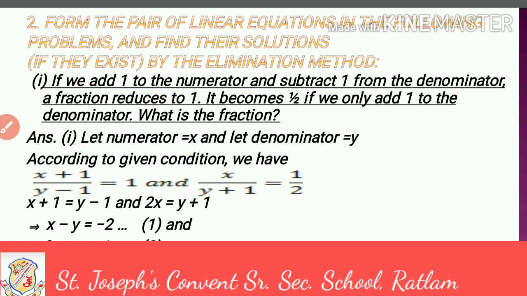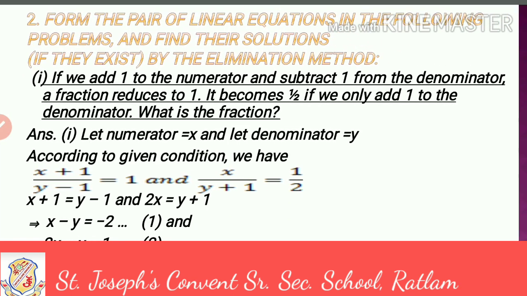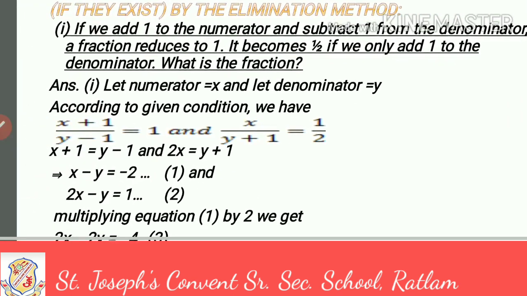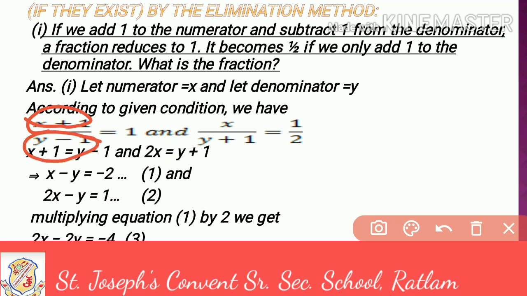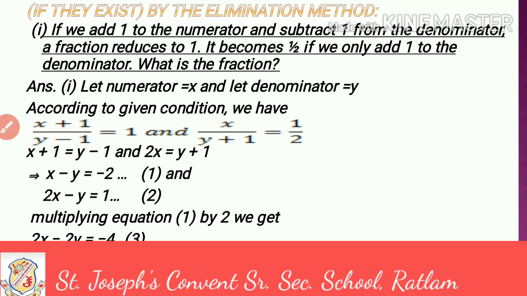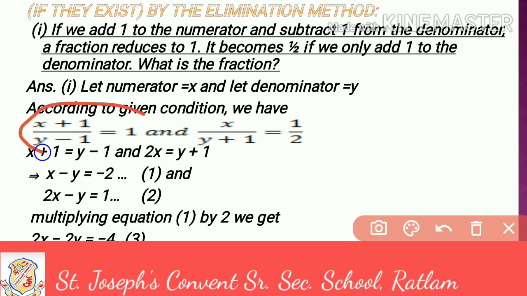Now the first condition. They said that if we add 1 to the numerator and subtract 1 from the denominator, what are you supposed to do? You have to first add 1 to the numerator and subtract 1 from the denominator. So what will be this value? x plus 1 upon y minus 1. If you do it, the equation reduces to 1. So this is our first equation: x plus 1 upon y minus 1 is equal to 1.